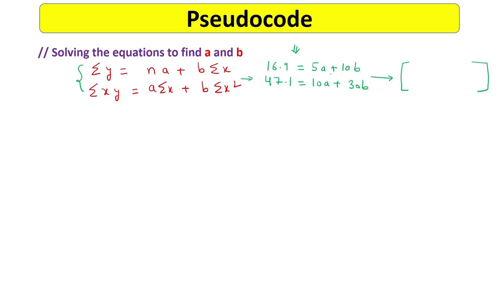Okay, so in the augmented matrix, first I will be writing these values. These coefficients are 5, 10, and this will be 16.9. Okay, here I will be writing 16.9. Then this will be your 10, this will be your 30, and this will be your 47.1.